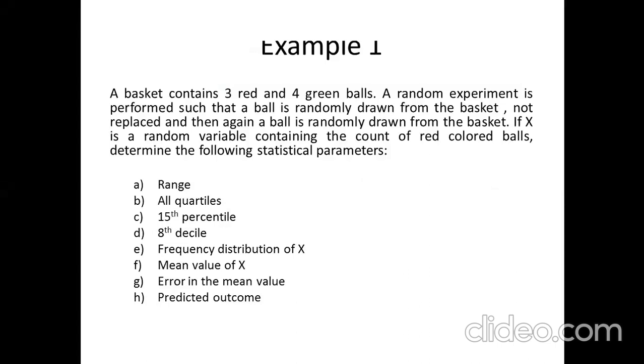Example number one. A basket contains 3 red and 4 green balls. A random experiment is performed such that a ball is randomly drawn from the basket, not replaced, and then again a ball is randomly drawn from the basket. If x is a random variable containing the count of the red colored balls which are drawn, determine the following statistical parameters.